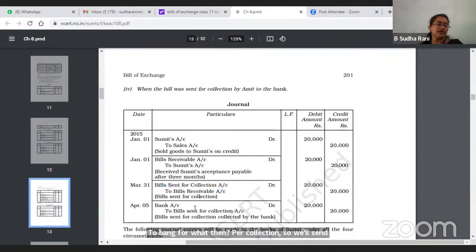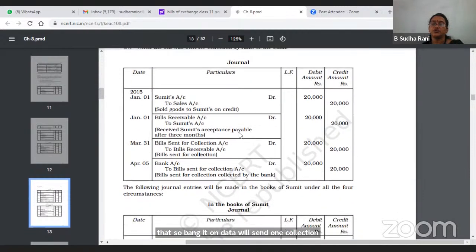And on the due date, if the bill is honored, the bank will inform Amit: yes, sir, your bill has been received. Then Amit will write an entry and cancel that. So bank account debit to bill sent for collection account. These are the entries you are supposed to pass.